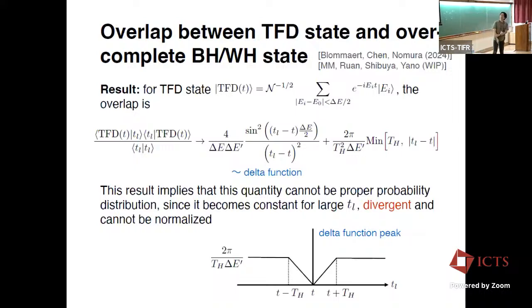So let's first start with this TL state without considering the baby universe corrections, and take the projection of the TFD state onto the fixed TL state. The result is as follows. This is a plot of the overlap. As we expect, at the classical value there's a delta function peak corresponding to the classical geometry.